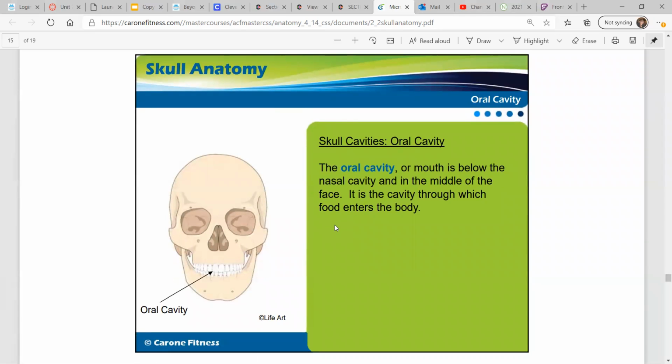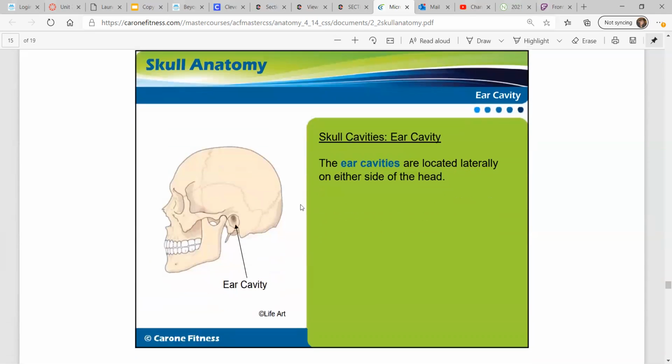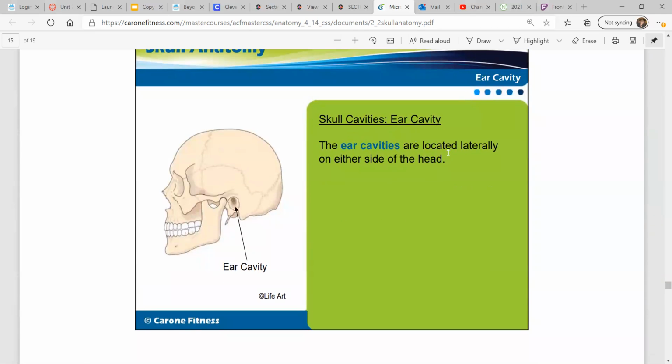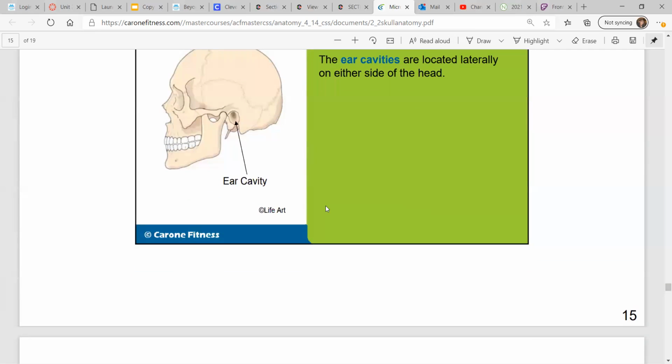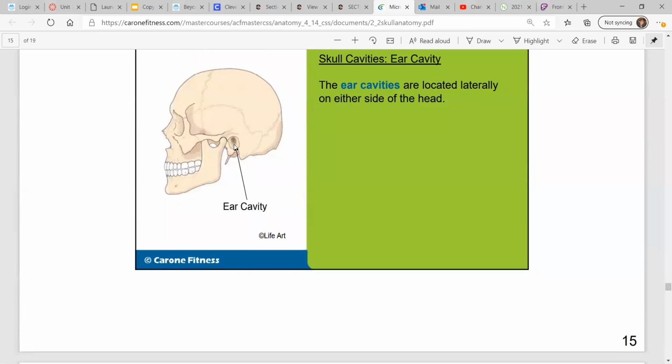And then we have that oral cavity too, that mouth. That's right below our nasal cavity and in the middle of the face as well. It's the cavity through which food enters the body. If you love to eat, you use the oral cavity all the time. I mean, we all eat, so we're all familiar with that cavity. The ear cavities are located laterally on either side of the head. If you're a good listener, you use the ear cavities a lot. We all do. But here, you see it a lot smaller than the nasal or mouth cavity for sure.